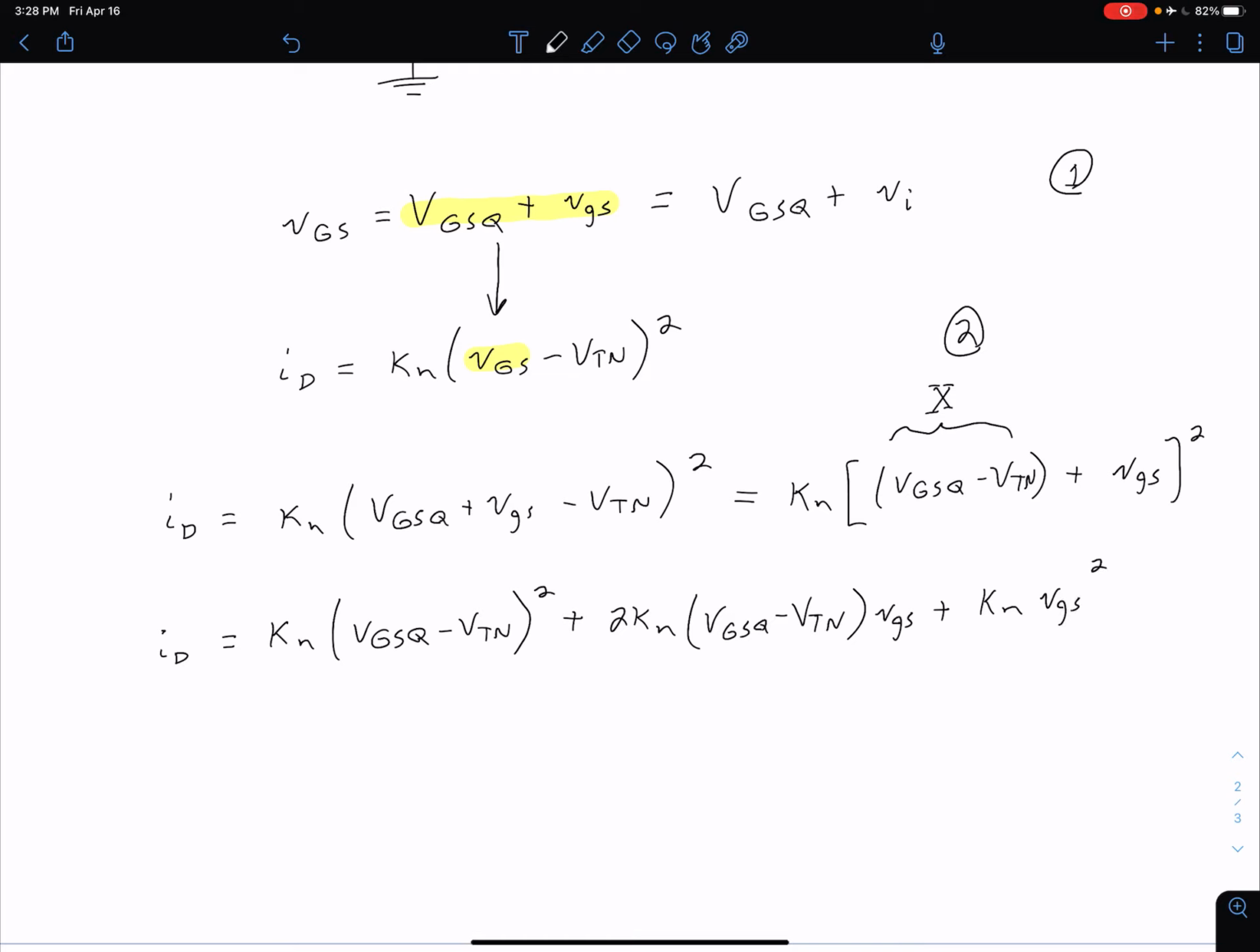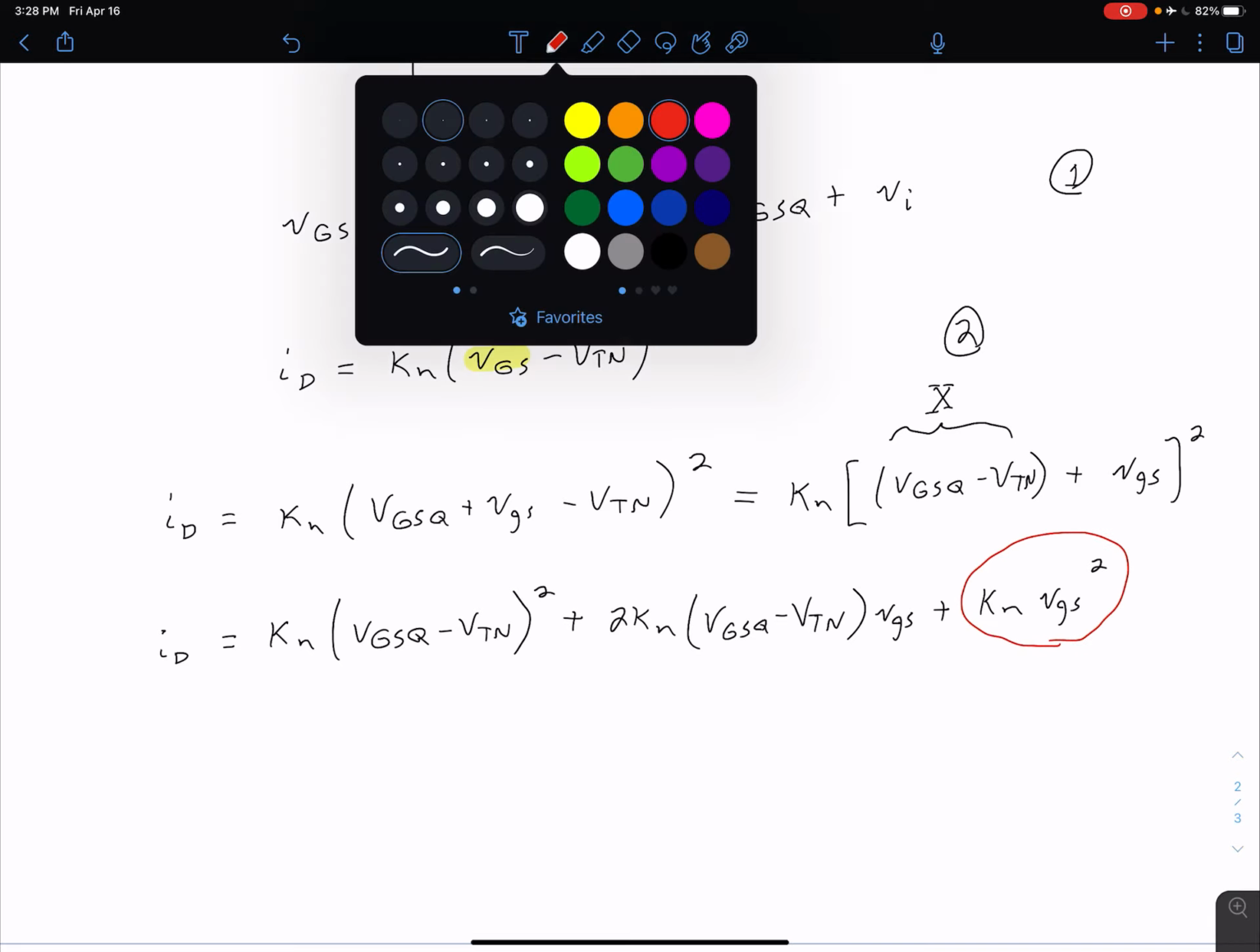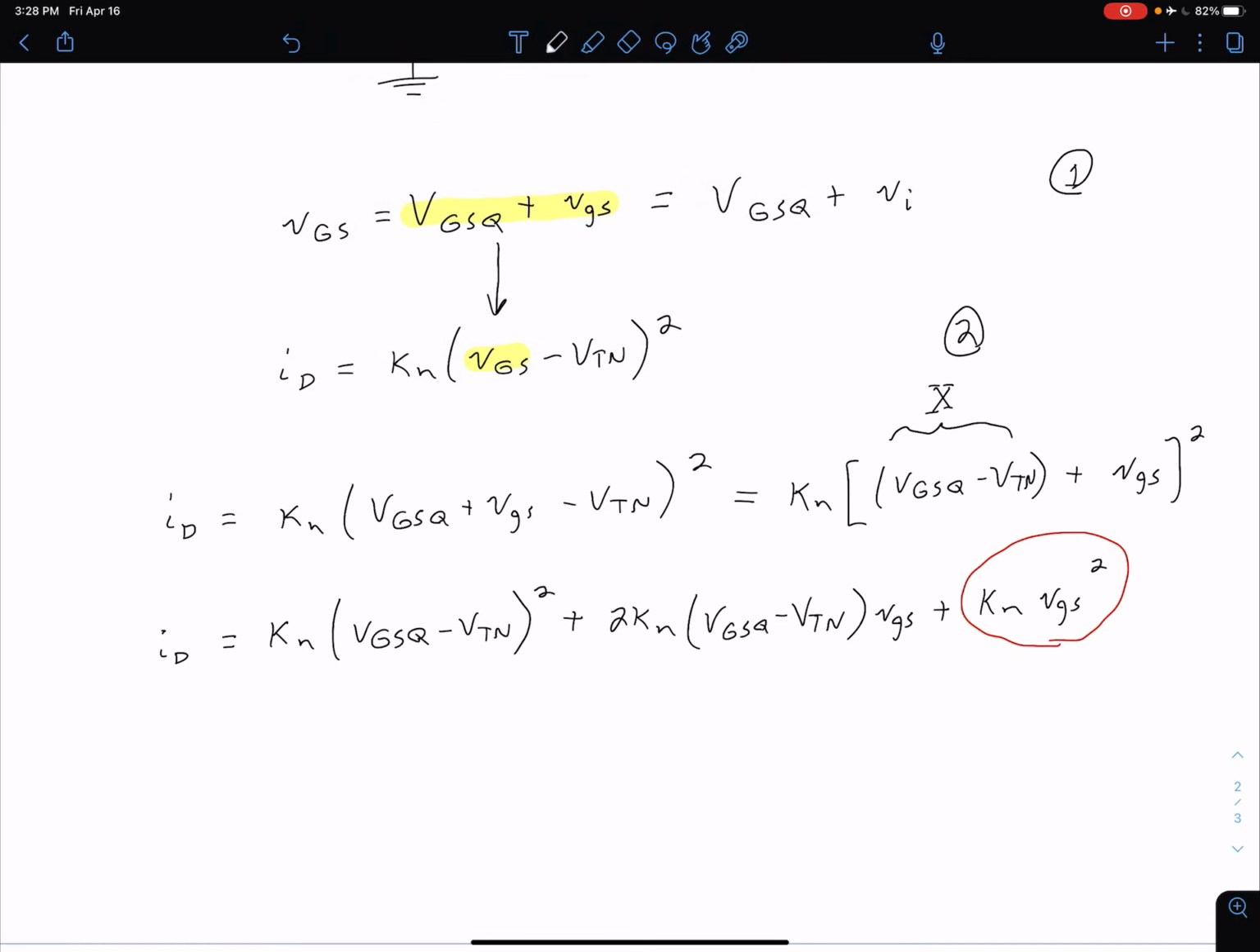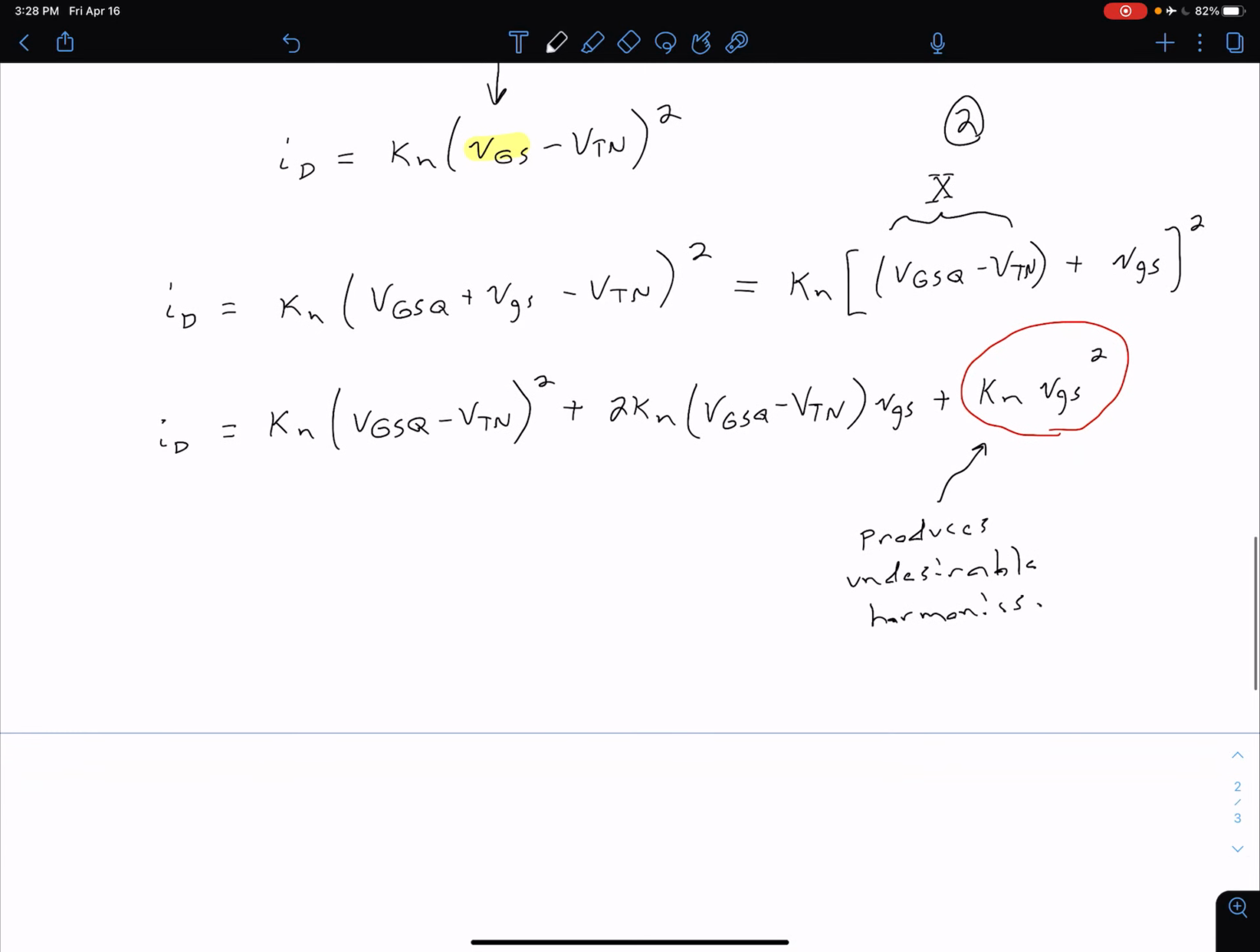And so looking at this equation, we can now define what we mean by a small signal. We're going to focus in on this third of our three terms here. It turns out we want to keep that really small because this term is going to be producing undesirable harmonics. Okay, so we want that to be small, obviously. We don't want to have these undesirable effects.